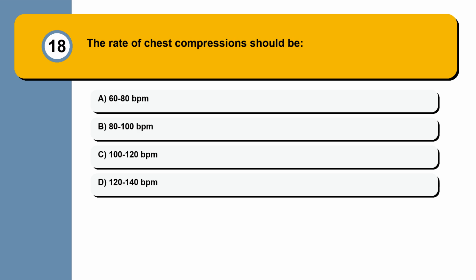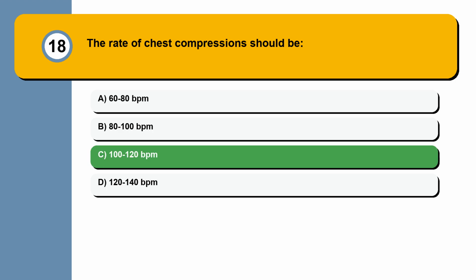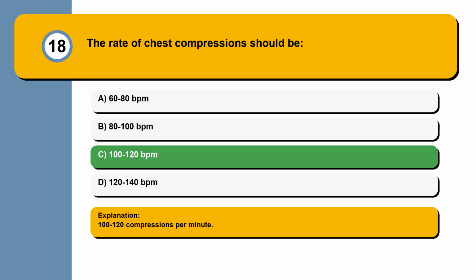Question 18. The rate of chest compressions should be 60 to 80 bpm, 80 to 100 bpm, 100 to 120 bpm, or 120 to 140 bpm? 100 to 120 compressions per minute.